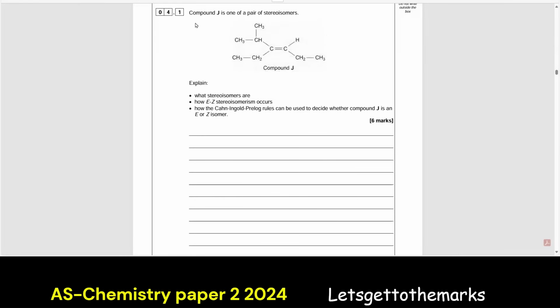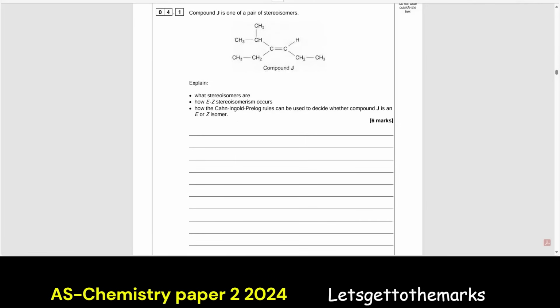Let's go. 4.1. Compound J is one of a pair of stereoisomers. So here we have compound J. You can see it's got a double bond in the middle here. We've got a hydrogen atom there. We've got like an ethyl group coming off there. We've got a group with three carbons coming off there and another ethyl group here. Explain what stereoisomers are, how EZ stereoisomerism occurs, how the Cahn-Ingold-Prelog rules can be used to decide whether compound J is an E or a Z isomer.